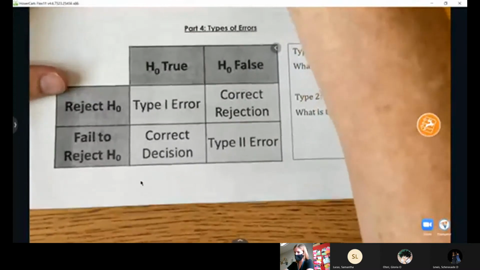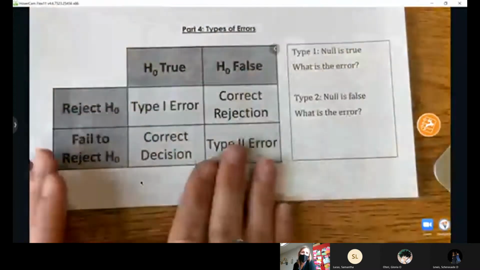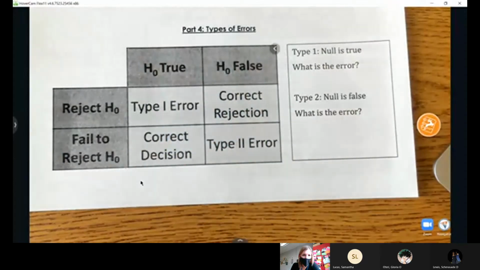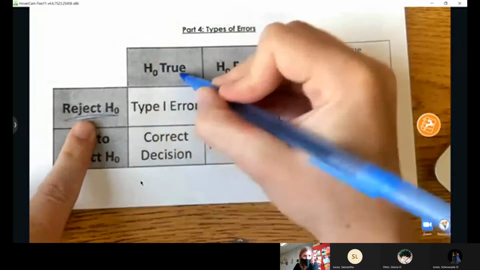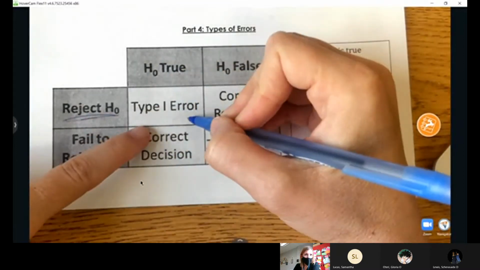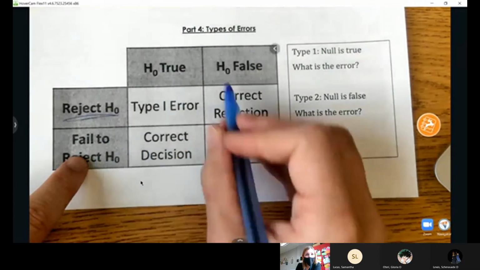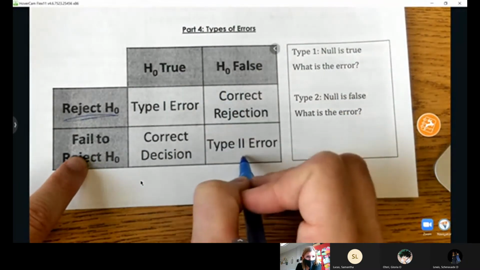All right, the last little part before I move to the exit ticket is going to be on different types of errors. I got this fancy chart from the AP Statistics book. We have two different types of errors, a type 1 error and a type 2 error. To me, this is always confusing because there's so many things going on. An error means we were wrong in our judgment. We could reject the null, but the null was true. That's a type 1 error. We could fail to reject the null, but the alternative is false. That's a type 2 error.